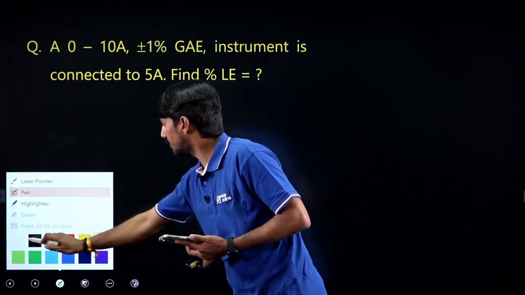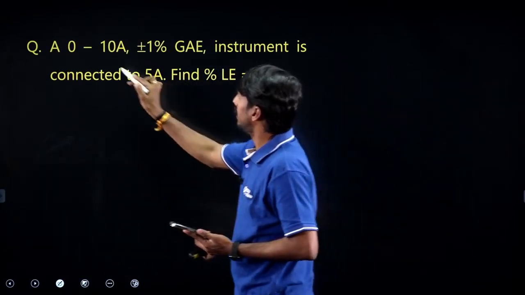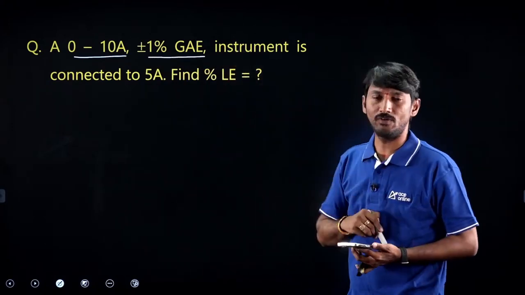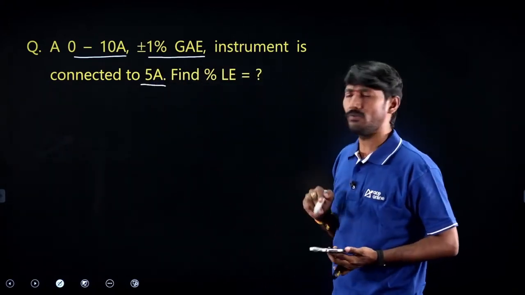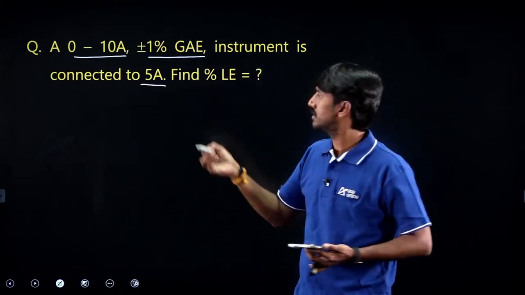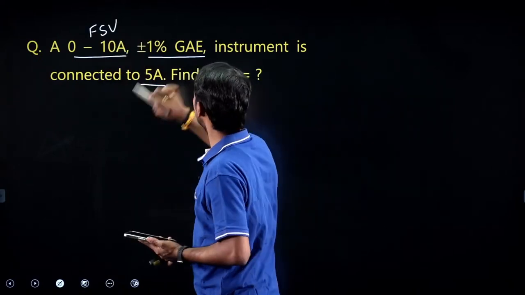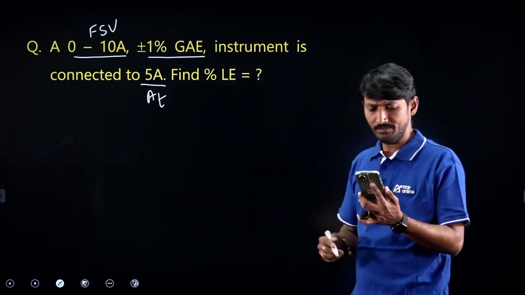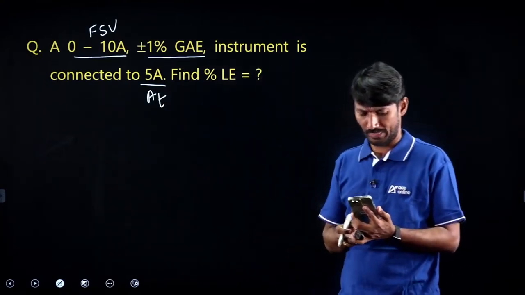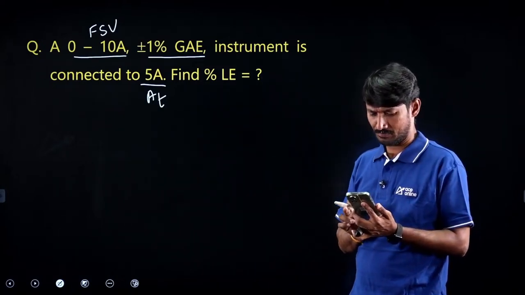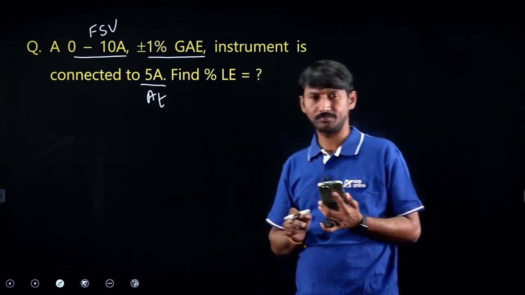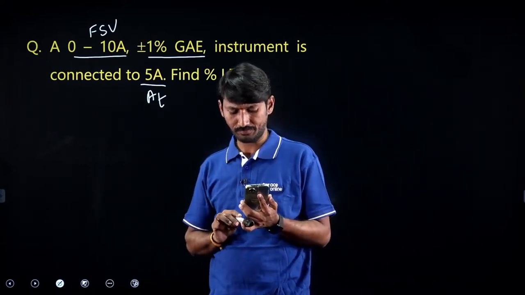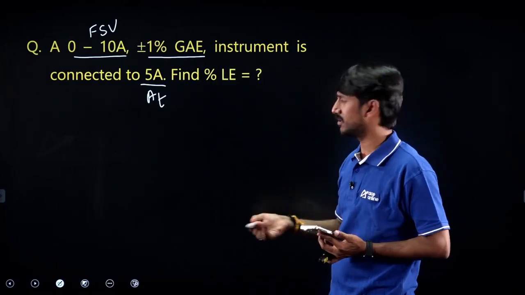Same model, just for getting the confidence. The range is 0 to 10, full scale value 10. Guaranteed accuracy error 1%. And it is connected to a true value of 5. Kindly don't spend much time. This is the full scale value, this is the guaranteed accuracy error, and this is the true value. Straight away tell me the answer. Prem Sagar says 2%. Very simple.